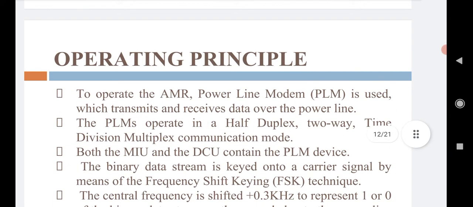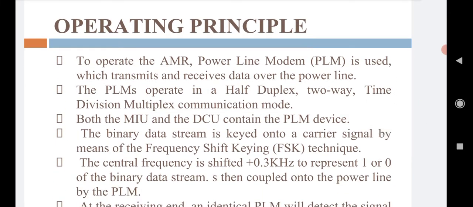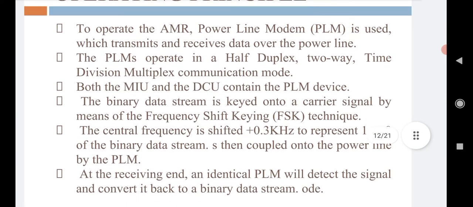Okay, next, operating principle of AMR. To operate the AMR, a power line modem, meaning PLM, is used, which transmits and receives data over the power line. Next, the PLM operates in a half duplex two-way time division multiplex communication mode. Both the MIU and the DCU contain the PLM device.